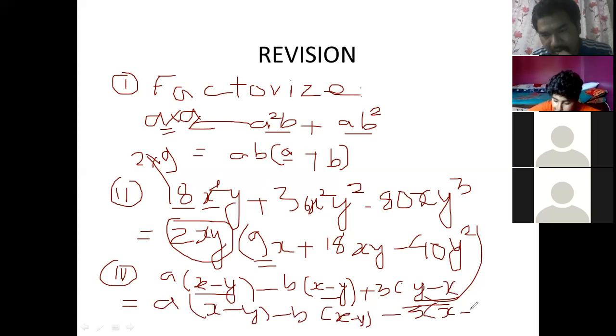Okay. Changes, then yes, sir, there will be a minus sign in front. When y minus x is changed into x minus y, here should be minus. And this minus and this plus multiply, then it will be minus here.